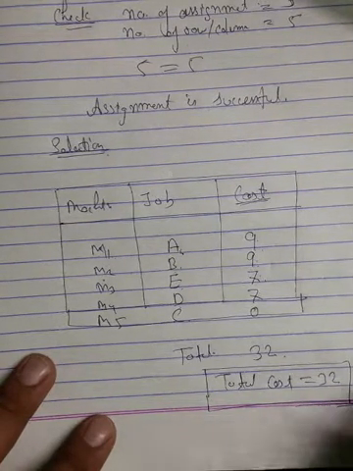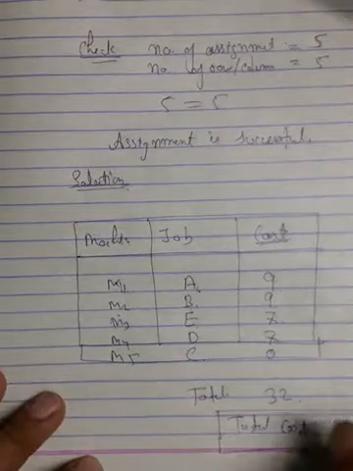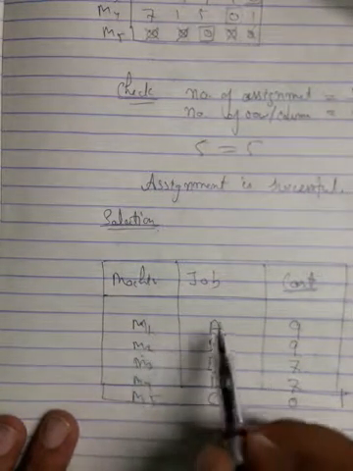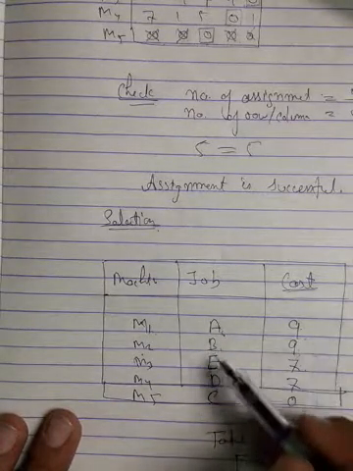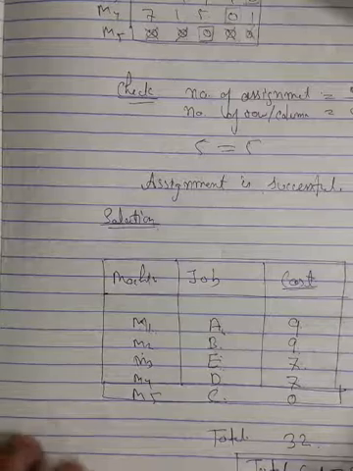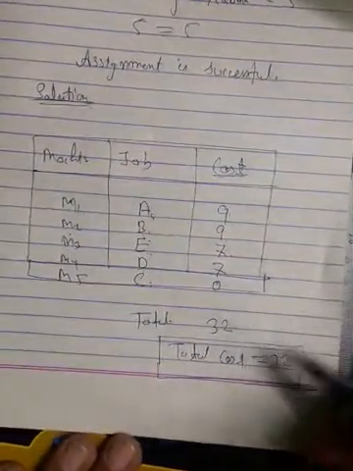This is your answer. One thing to focus on here is that for the M1 machine the job assignment may vary. It may be B, C, E, D or C. But the cost you are getting should be the same.